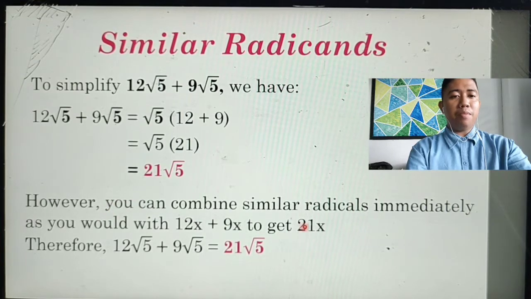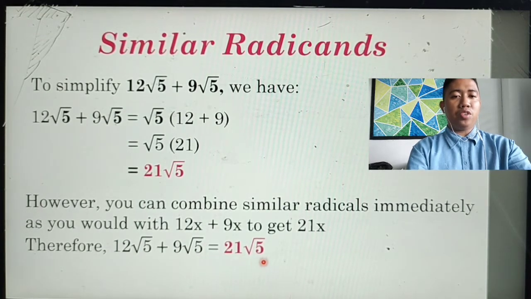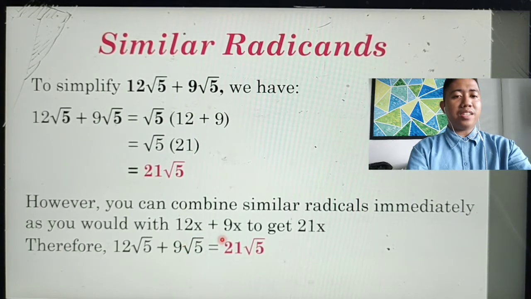However, you can combine similar radicals immediately, as you would with 12x plus 9x to get 21x. Therefore, 12 times square root of 5 plus 9 times square root of 5 is equal to 21 times square root of 5. Can you imagine that in this radical term, you can let one variable be x? Instead of 12 times square root of 5 plus 9 times square root of 5, we have 12x plus 9x, so we get 21x, and replacing the value of x gives 21 times square root of 5. So that is very easy.